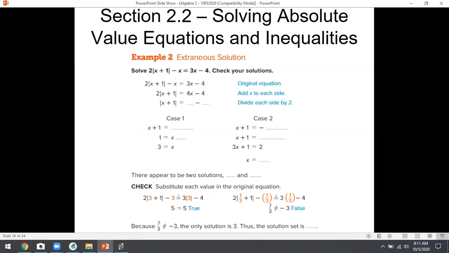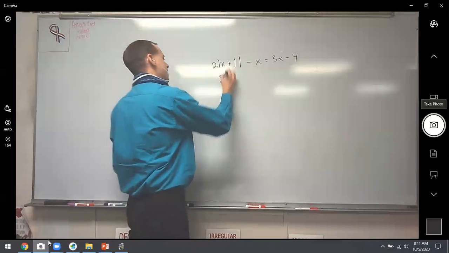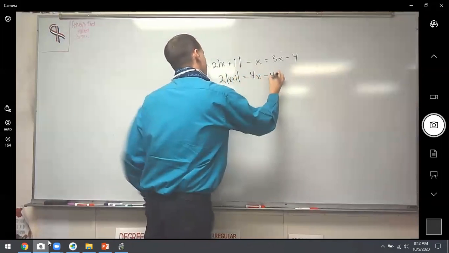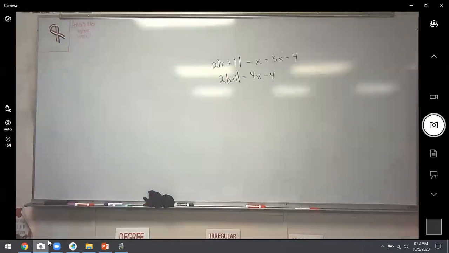Well, there's a minus x on this side. That's the first thing I'd probably get rid of. So we're going to add x to both sides and see what happens after that. Adding x to both sides, we would have 2 times the absolute value of x plus 1 left over. And when you add an x to the right side, you had 3 x's. You just add an x, so you got 4 x's.